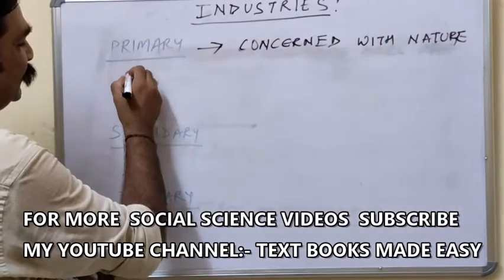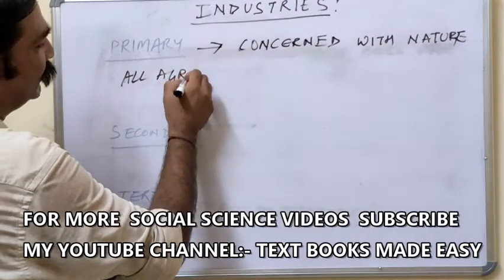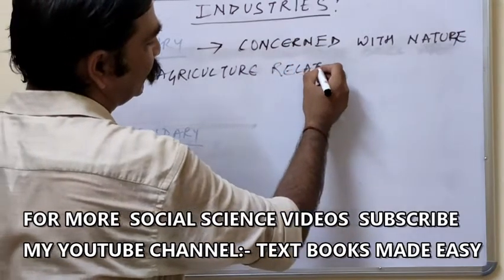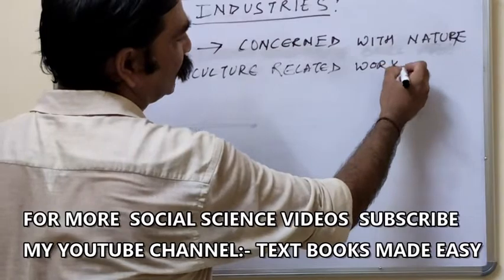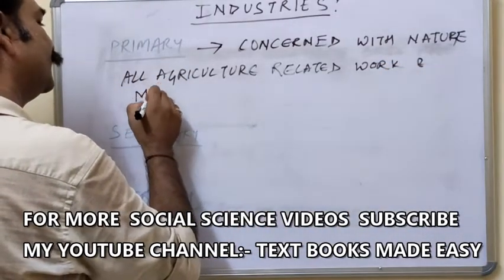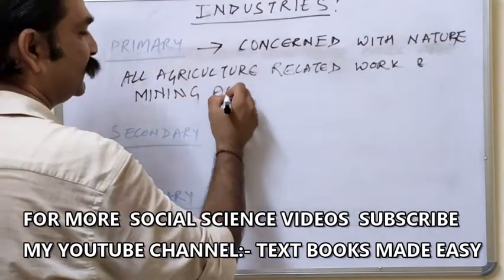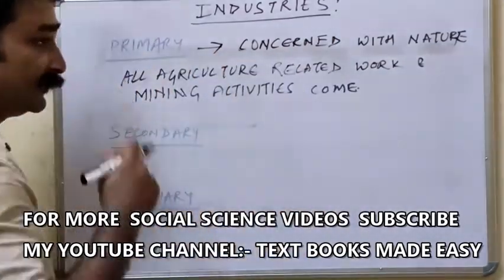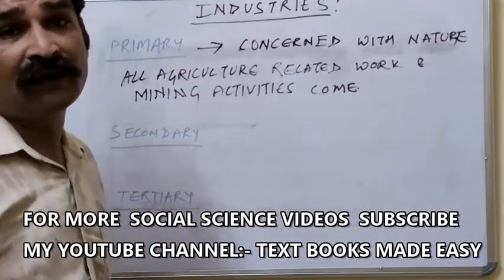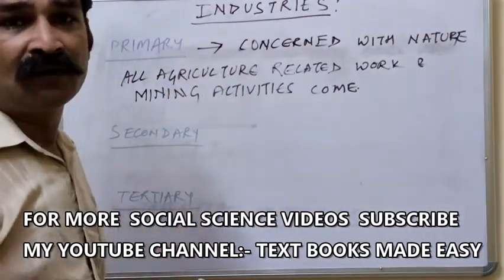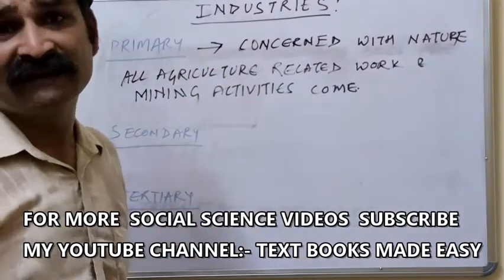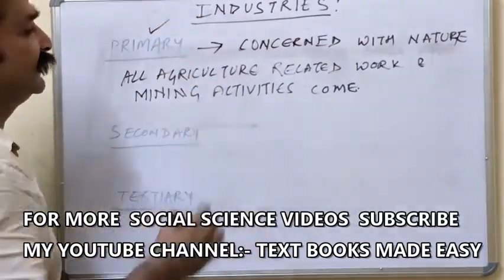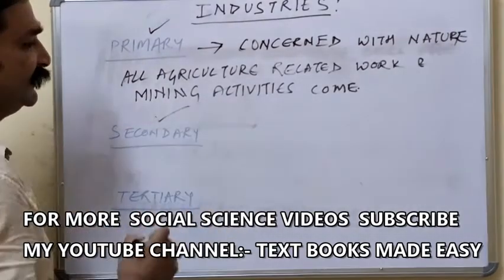In this activity, all agriculture work and mining activities come. So in agriculture you have growing of plants as well as domestication of animals, birds, fishes, everything. It comes under primary activity. And mining also.